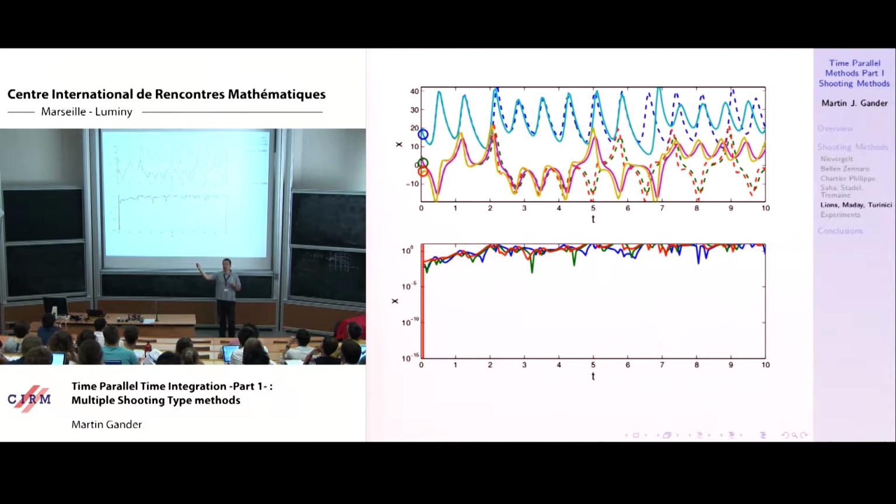It's a Runge-Kutta 4th-order method. So you see, at the beginning, it's quite good. But with this chaotic nature, very quickly it gets wrong. It even gets into the wrong wing of the butterfly. The errors are very large. And I plot the errors on this panel. So you see the errors are basically order 1 on the whole time interval.